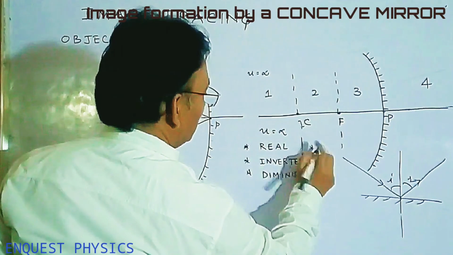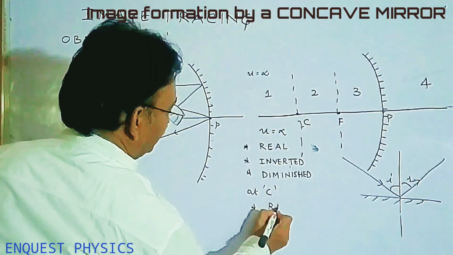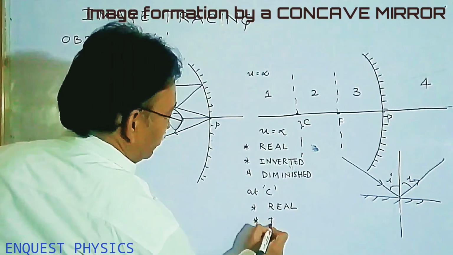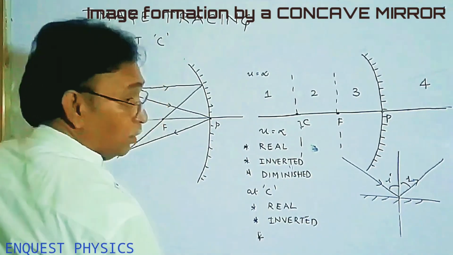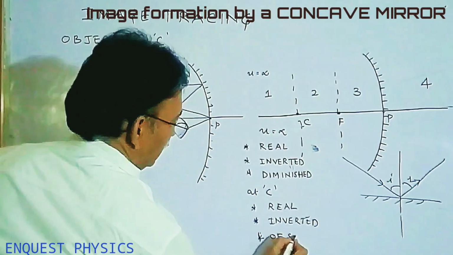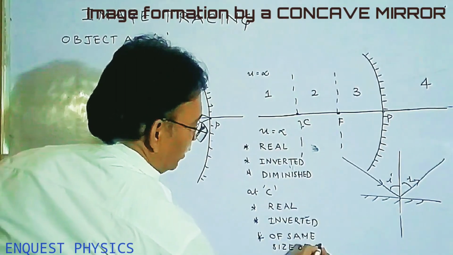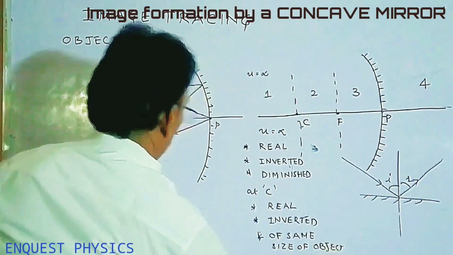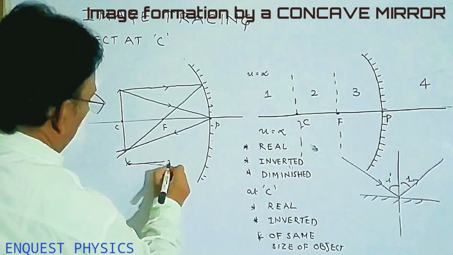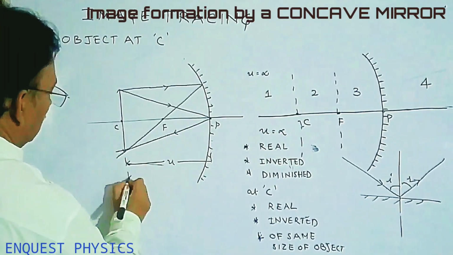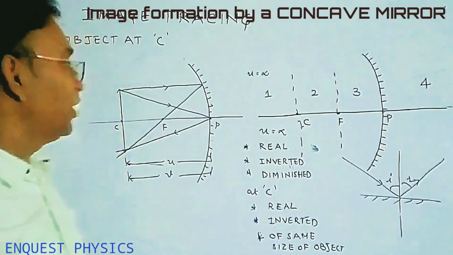As usual, the image is real at C, object at C. What's the nature here? Second, inverted. Third, of the same size as the object. Same size as the object. It means the image distance and the object distance are coinciding. That's why the same size as the object. That means the magnification is 1.